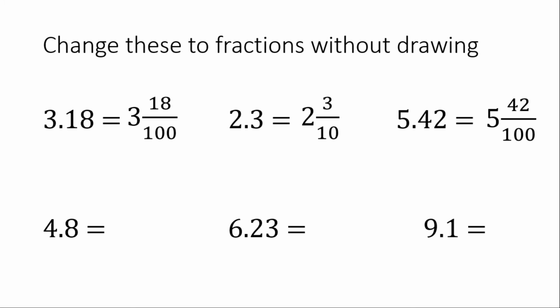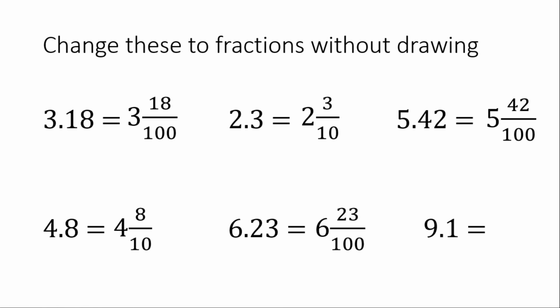Next one. Bottom left, 4.8. So the whole amount is going to be 4, the numerator is going to be 8, and the denominator is going to be 10 because 8 is in the tenths place. Bottom middle, 6.23. The whole amount is going to be 6. 23 is going to be the numerator, and the denominator is going to be 100 because 23 extends into the hundredths place. Tenths, hundredths.